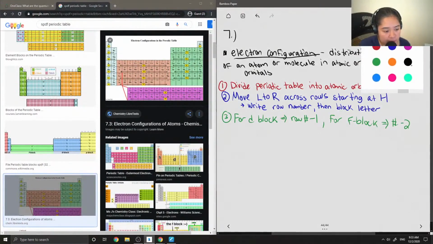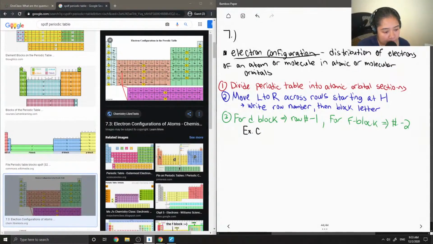Now let's look at our example for carbon. Let's move left to right starting at the hydrogen. Hydrogen is up here. It is 1s. Helium is 1s. So I write 1s2 to show that these are the two electrons in the 1s orbital. Then moving across brings us to lithium and beryllium in 2s. So this is 2s2. And then moving over to the 2p, we count out 1, 2, up to the carbon. So it has a final electron configuration of 1s2, 2s2, 2p2.